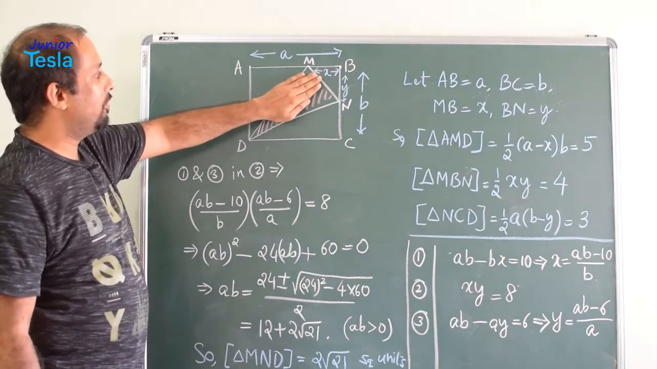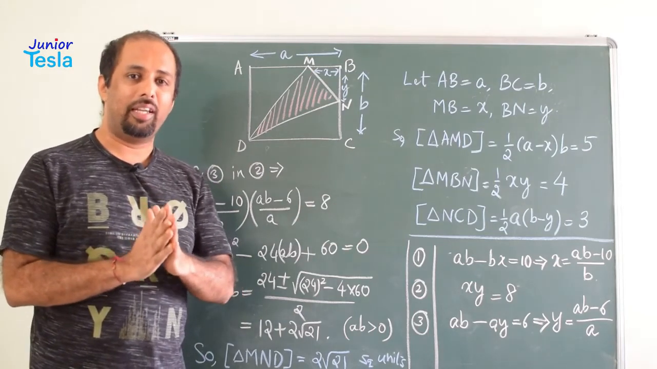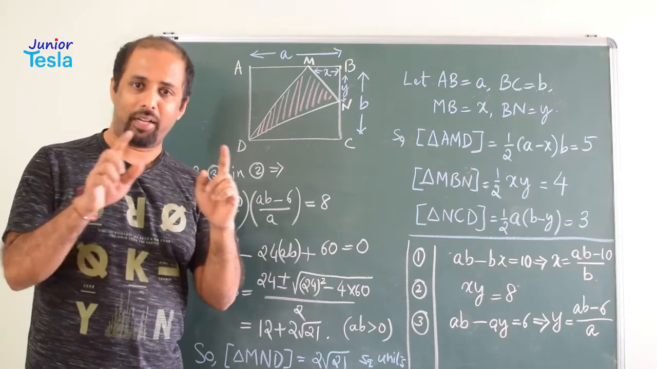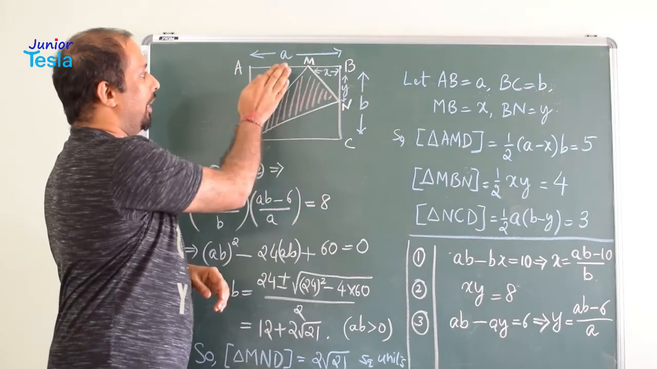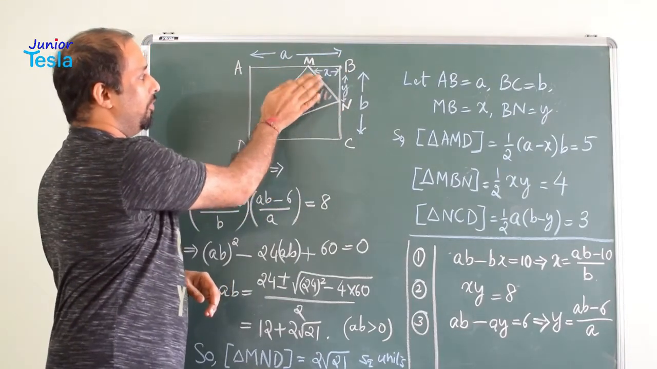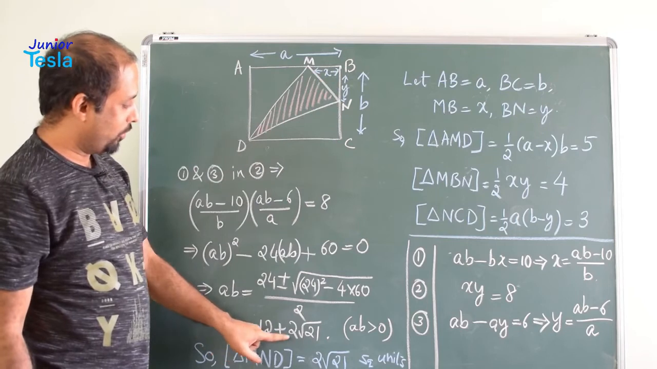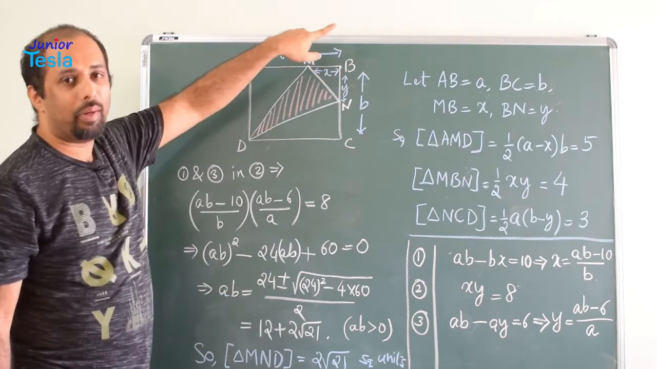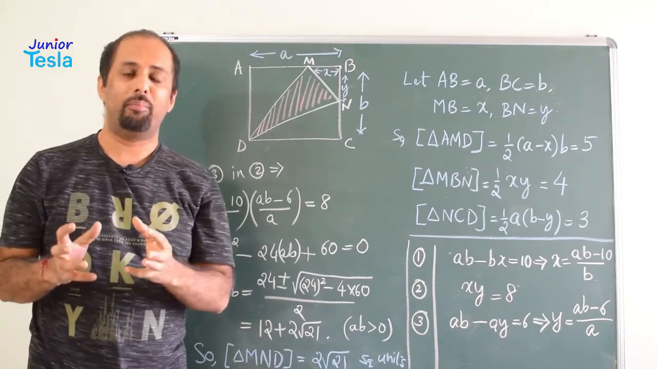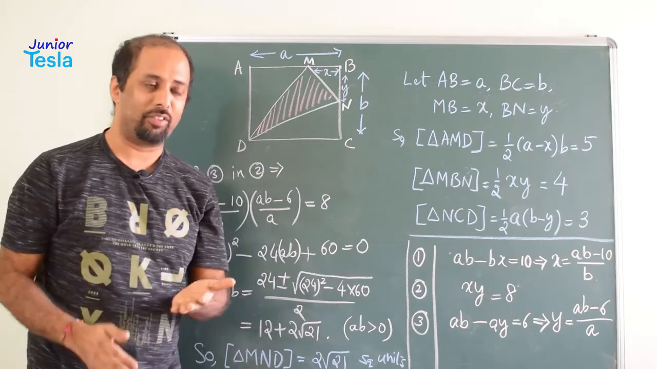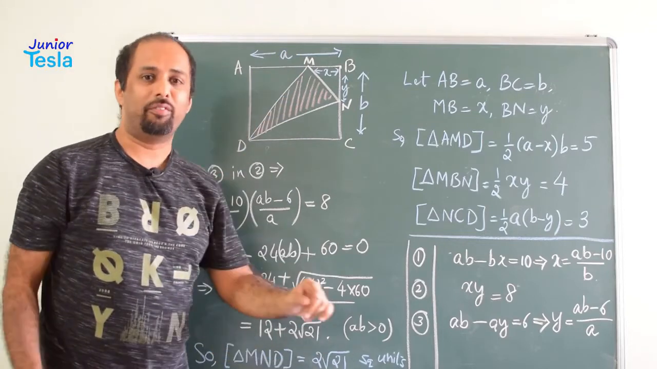But we are supposed to find the area of this triangle, triangle MND. The area of triangle MND you will find only by subtracting the other three areas from the total area. So total area minus the area of this, this and this, you will get the area of this triangle. So it is 12 plus 2 root 21, that is the total area, minus 5, 4 and 3. So it is 12 plus 2 root 21 minus 12, which is equal to 2 root 21. So that is the area of this required triangle. So the area of MND is 2 root 21.